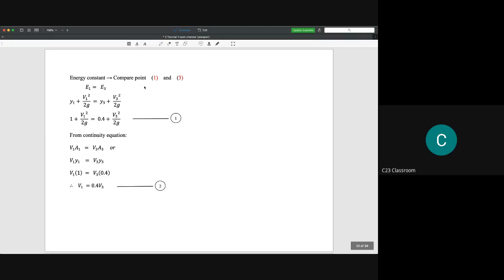Okay, let's use the same idea. Because points 1 and 3 are before the hydraulic jump, we could compare the energy. So we compare E1 equal to E3 by using the energy.